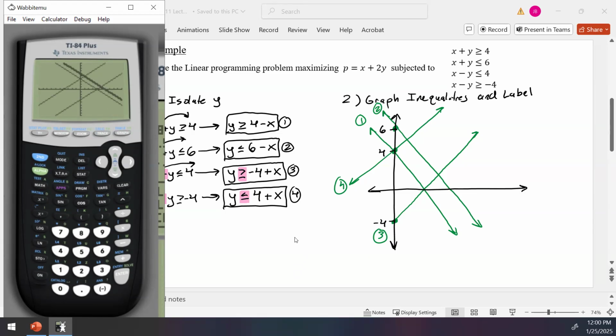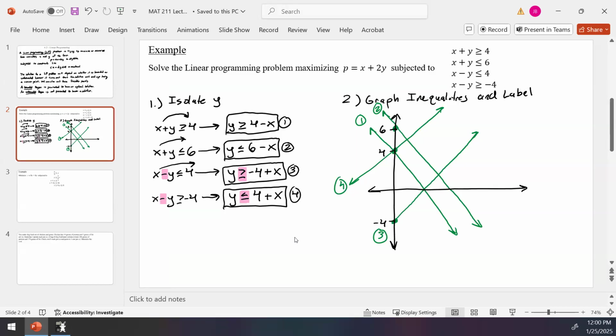So that'll be our next thing. So yep, we graphed and we labeled each equation. So that's like the big thing. Now, what we're going to do next is to basically figure out what the feasible region is. So that's going to be step 3.